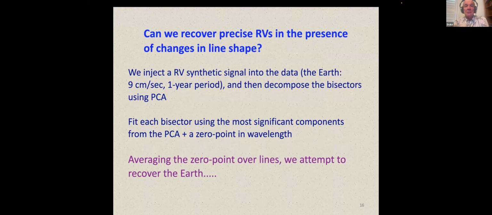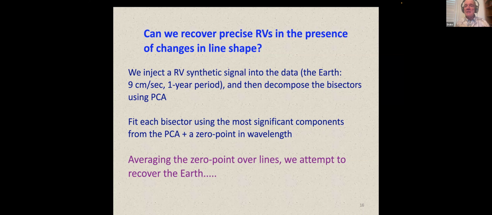So the big question. I wanted to say we don't care about the physics of the sun, but we do care about the physics of the sun. But what we really care about is, can we recover precise radial velocities in the presence of changes in line shape? So we inject a synthetic radial velocity signal into the data. The SOLIS data are all in the heliocentric frame. The spectra have all been shifted to be coincident. We inject the synthetic signal. We make that synthetic signal the Earth. Its amplitude is 9 centimeters per second. It has a 1-year period.